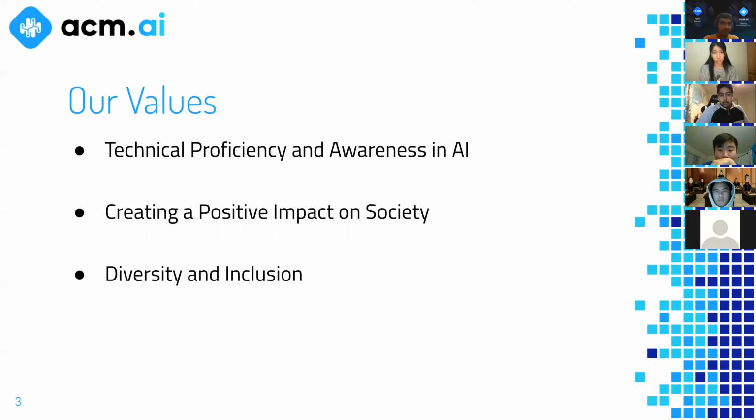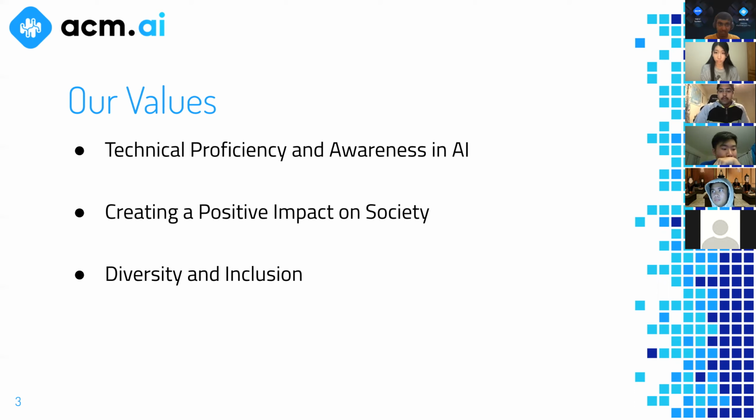Next is creating a positive impact in society. I'm sure a lot of you have probably heard about ethics problems in AI, like neural networks gone wrong, with bias and things like that. So it's important to us that we focus on creating machine learning methods that have a positive impact in society, because at the end of the day, that's what we want to do. We don't want to have malicious programs out there. And so that's our second goal.